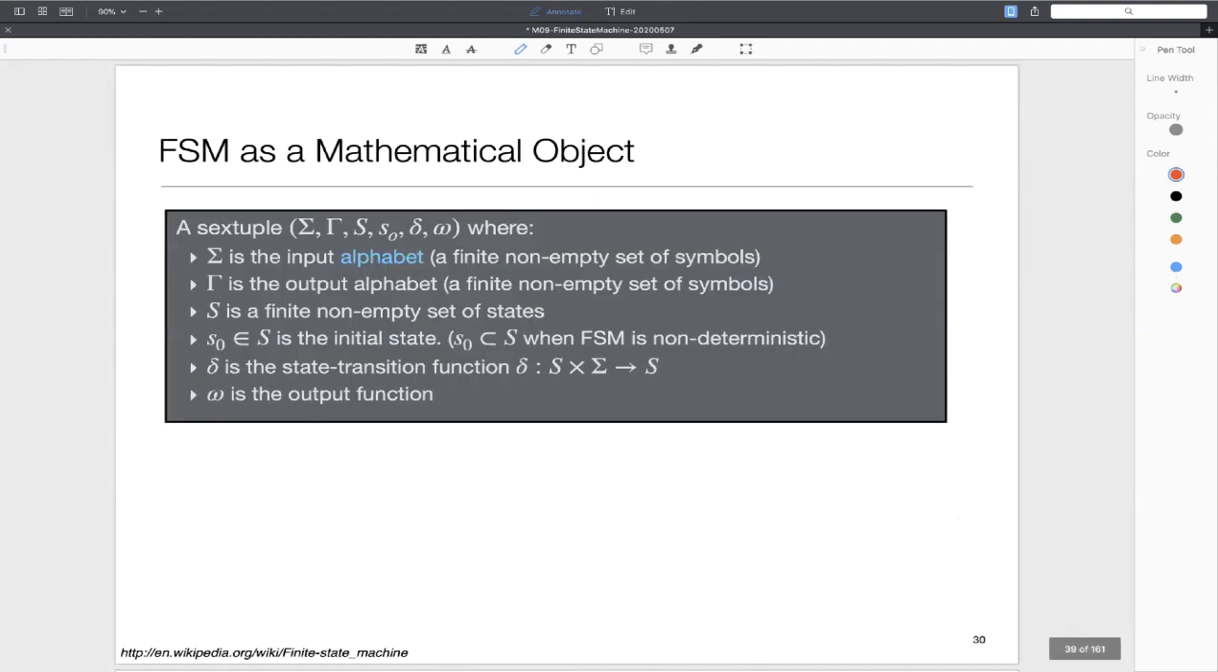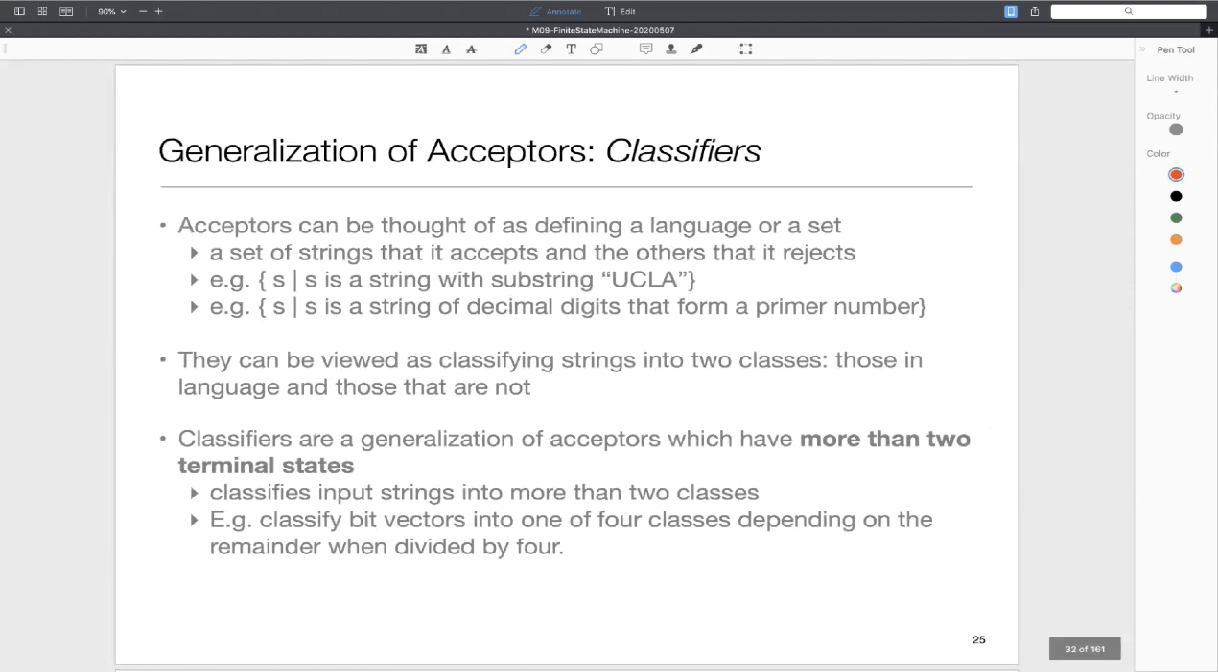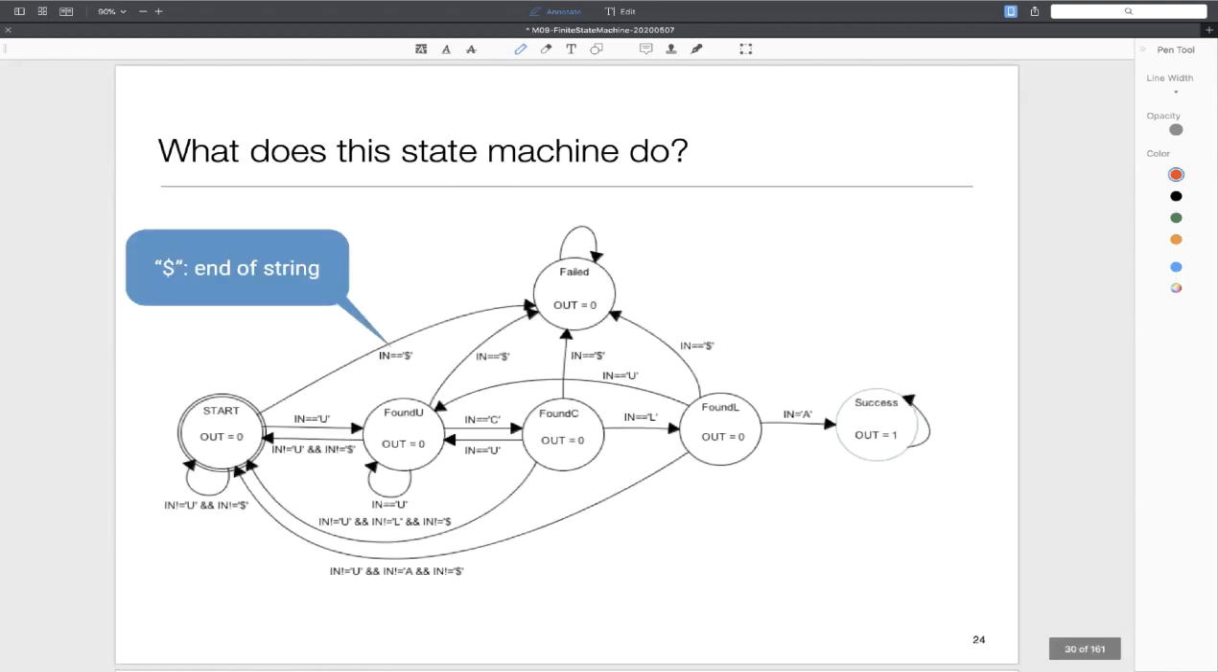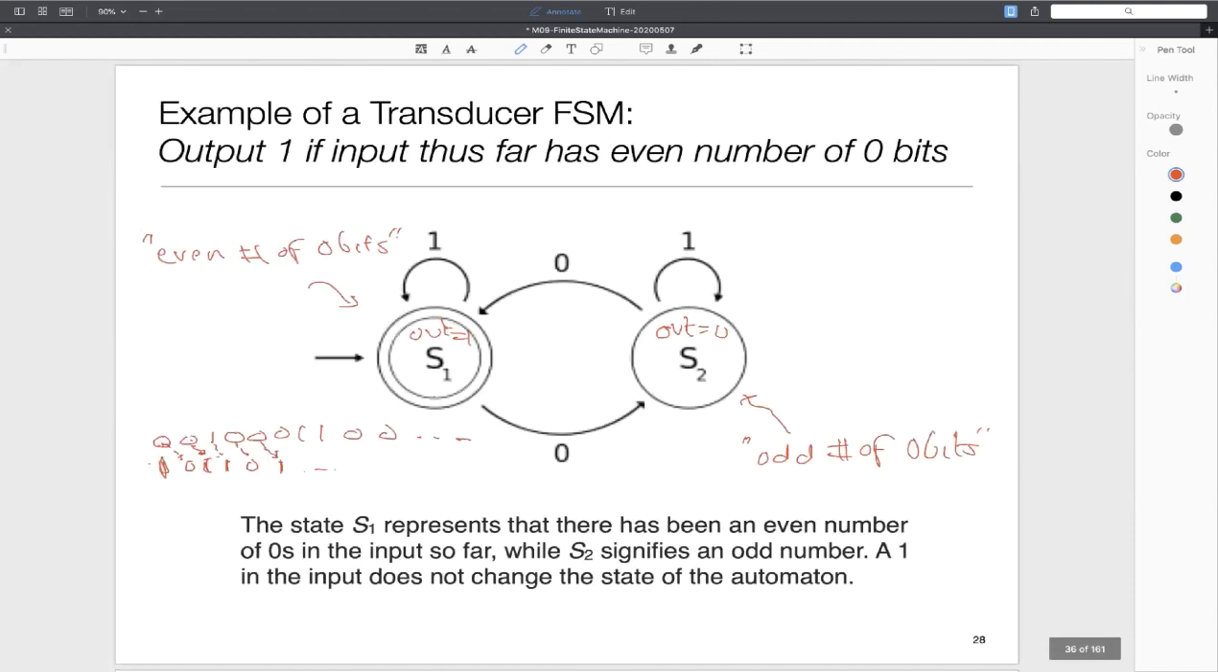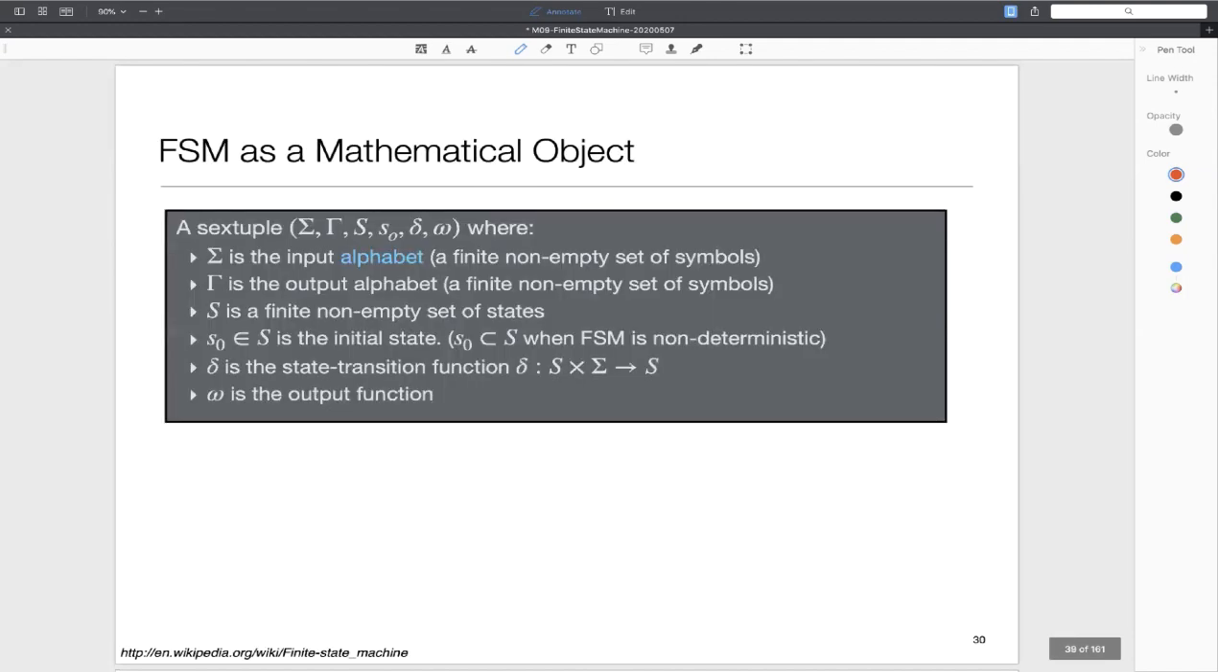But at this conceptual level, you can say that I have states represented by some symbols, right? Like divide by 0, divide by 1, divide by 2, or like in our UCLA example, I was calling the states start, found U, found C, found L, and success. So I'll have a set of states. That's the S. Okay, so we have covered these 3.